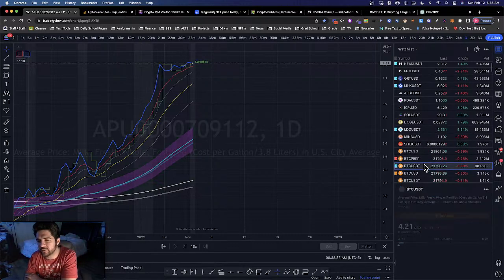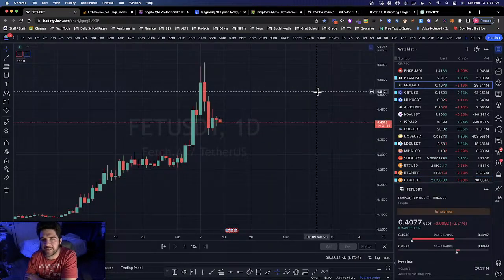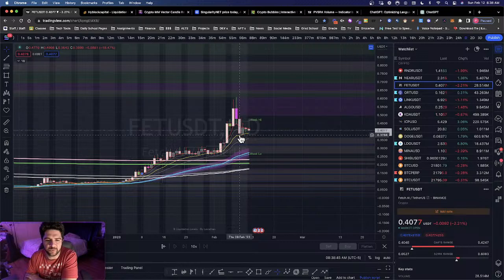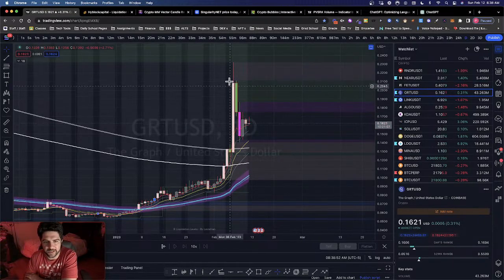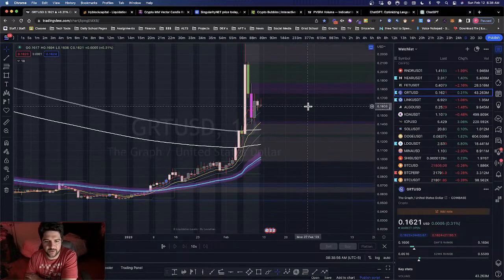What do they love to do? They love to create the narratives and get you to buy into something. So let's sell the AI narrative. Here's FET, right? FET, stopping volume candle on the daily. Get you to buy up there, right? GRT went absolutely ham. They get you to buy up here. All right, so now what do they got?